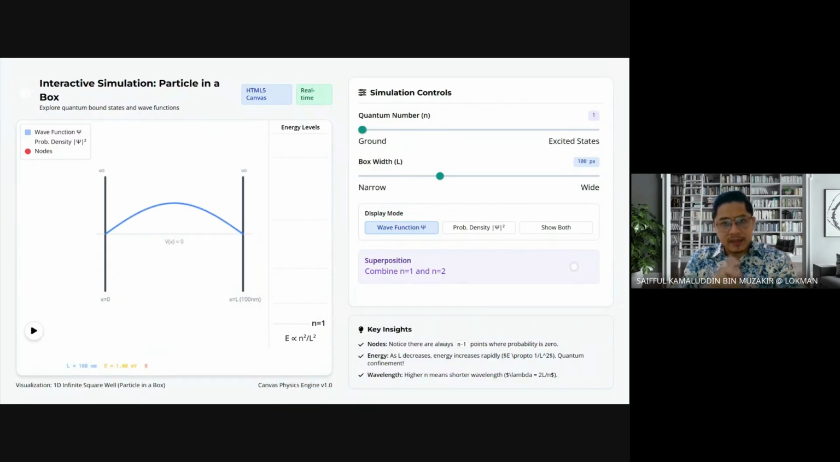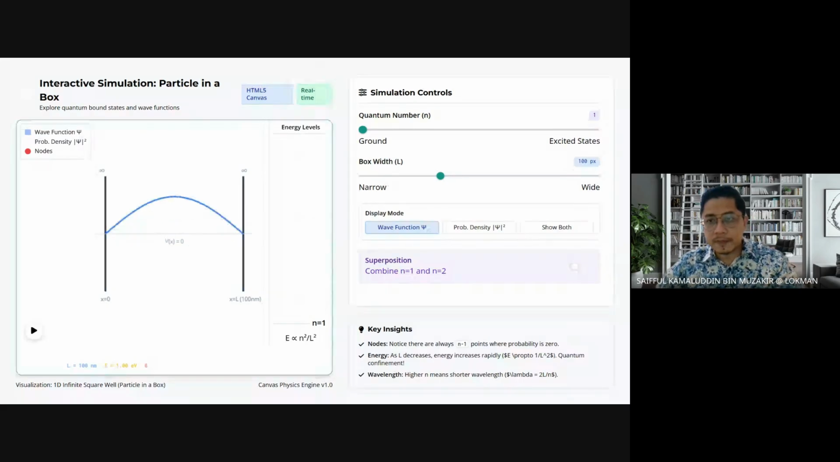So click the play button. Try to click the play button and watch the wave oscillate in time with cosine of omega t. Okay, so it's oscillating, right? Now if you click it, it is oscillating, right? Okay.